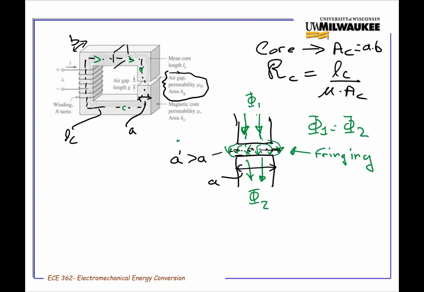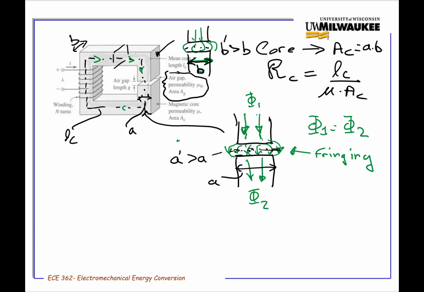And if I were to turn and look at this surface here, I'd see the same thing. The flux lines would come down and they'd fringe out. And so this would have been B. And then I've got this B prime that's going to be greater than B.